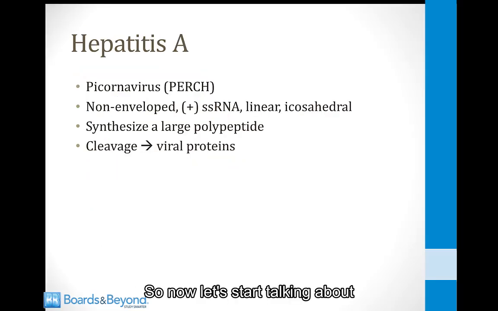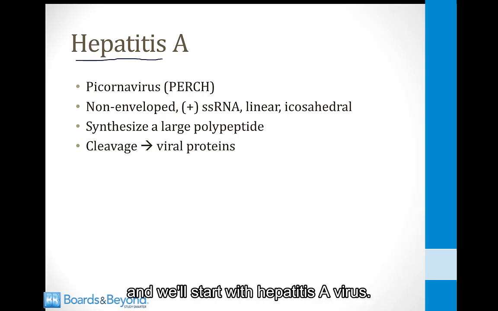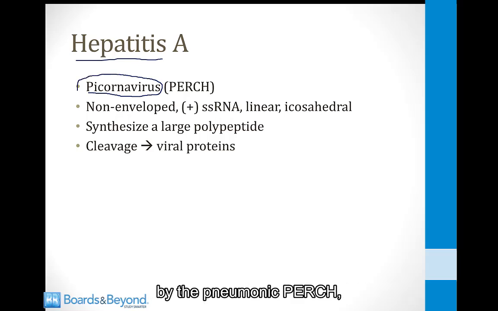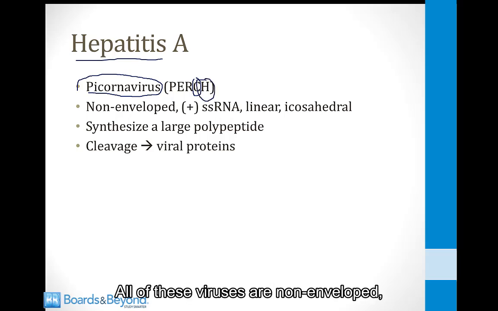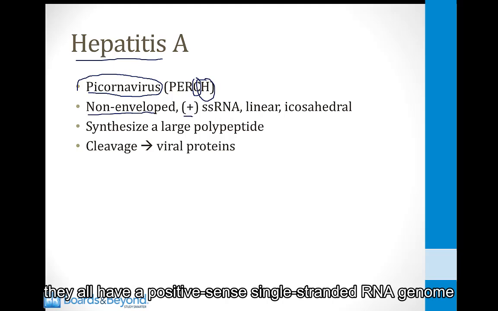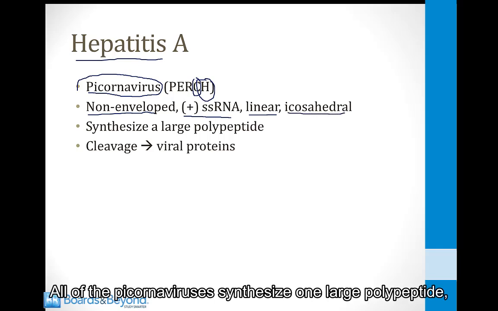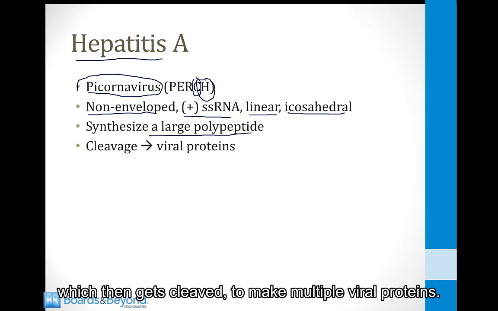So now let's start talking about the viral hepatitises individually, and we'll start with hepatitis A virus. This virus is a member of the picornavirus family, and you can remember the members of this family by the mnemonic PERCH. P is for poliovirus, E is for echovirus, R is for rhinovirus, C is for Coxsackie, and then H is for hepatitis A. All of these viruses are non-enveloped, and they all have a positive sense single-stranded RNA genome that is linear. They also all have an icosahedral capsid. All of the picornaviruses synthesize one large polypeptide, which then gets cleaved to make multiple viral proteins.